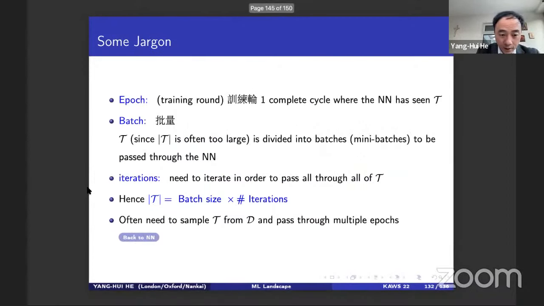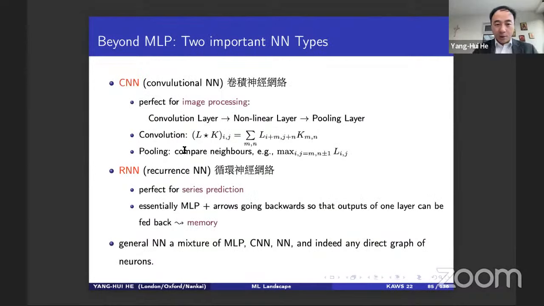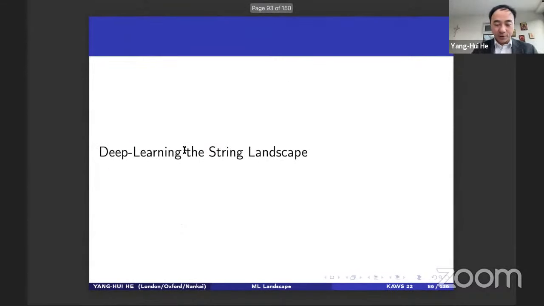So, back to neural networks. I won't get into any of these details, because I think that's a bit too boring. So now it's clear what we need to do, in some sense, right?